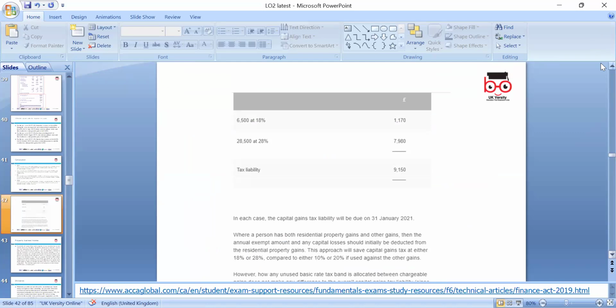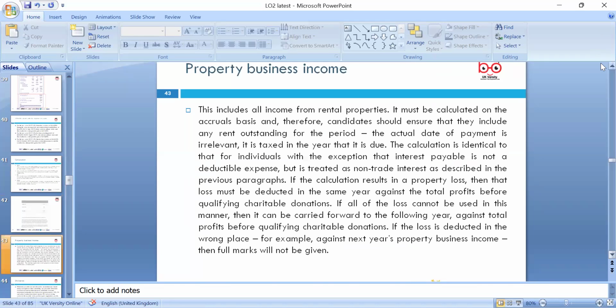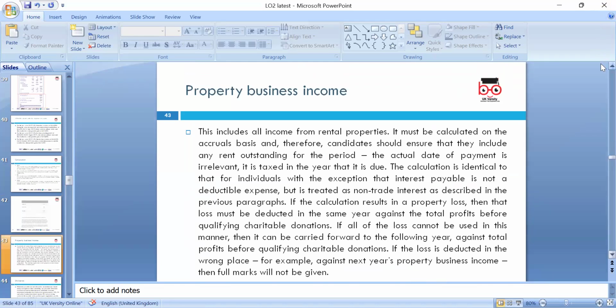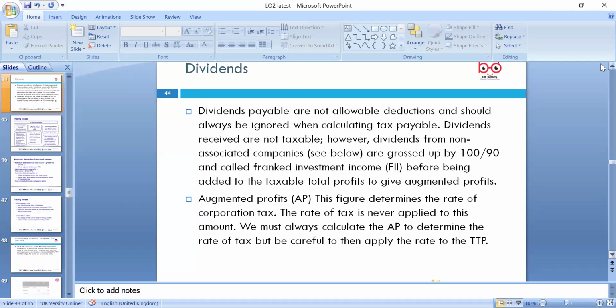And so in this case you will see everyone's liability, and these are a few examples. Property income includes the income from rental properties. It must be calculated on the accrual basis, the accrual concept, also known as the matching concept, which means it doesn't matter whether you receive the cash or not, the tax will be due on the income. We have the augmented profit, the figure that determines the rate of tax. The rate of tax is never applied to that amount. The augmented profit determines the rate, but we carefully apply the rate to the total taxable profit.